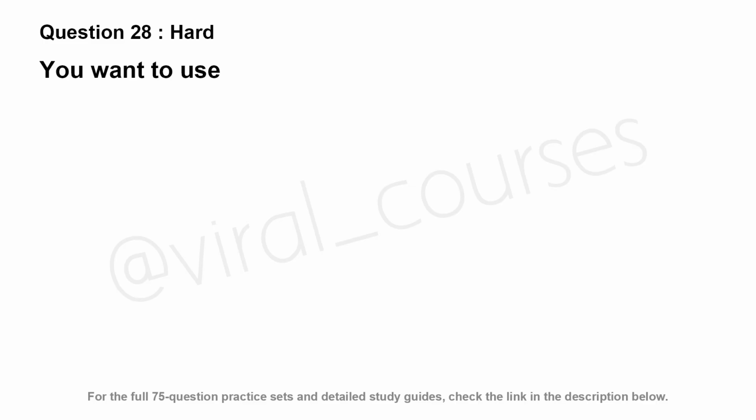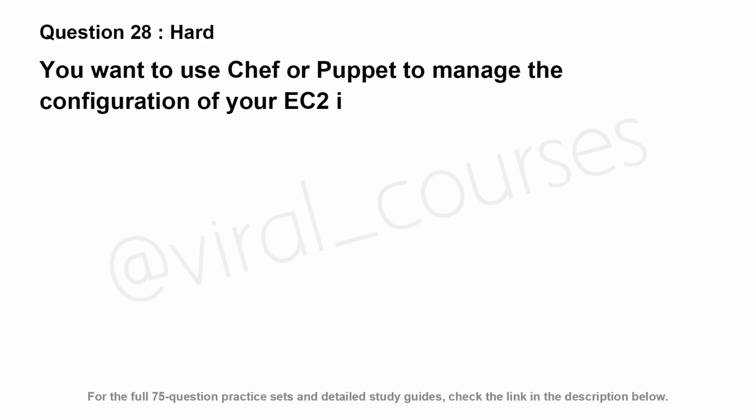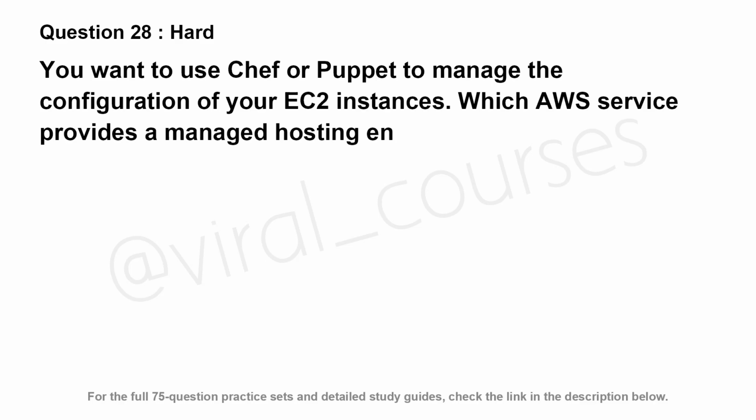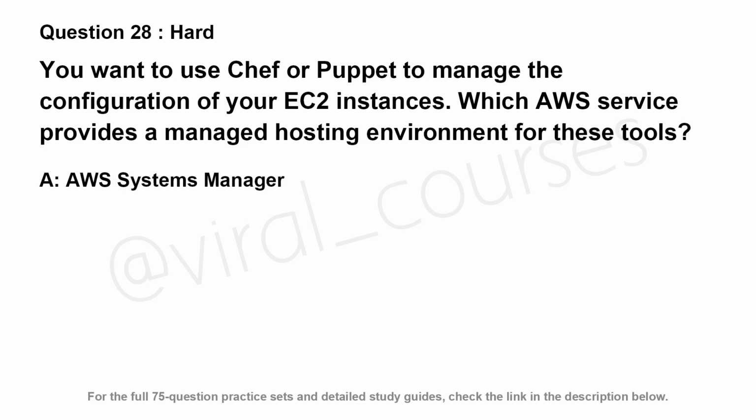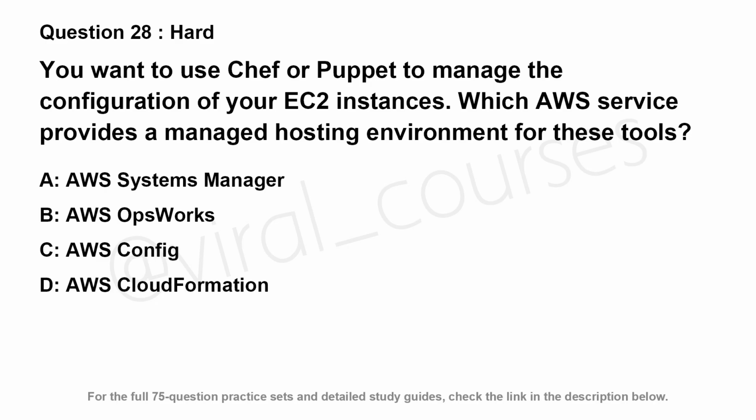You want to use Chef or Puppet to manage the configuration of your EC2 instances. Which AWS service provides a managed hosting environment for these tools? Option A, AWS Systems Manager. Option B, AWS OpsWorks. Option C, AWS Config. Option D, AWS CloudFormation.